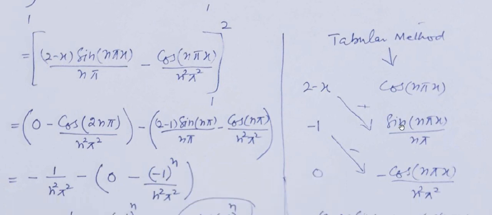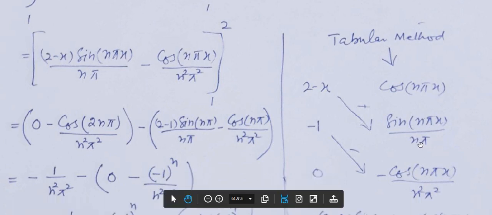Again the integration of sine will be minus cosine n pi x, and again n pi will multiply with this, so this will be n square pi square. Again you can join these, so you will have plus, minus, and so on.